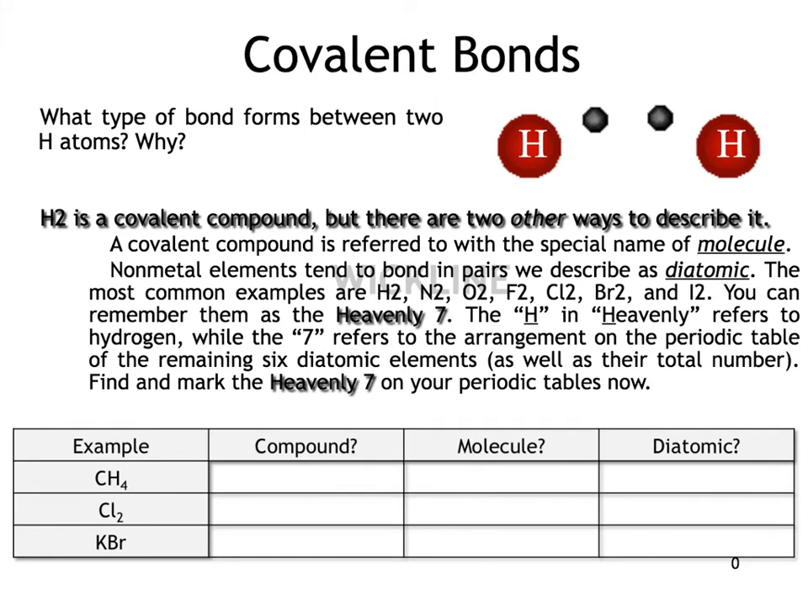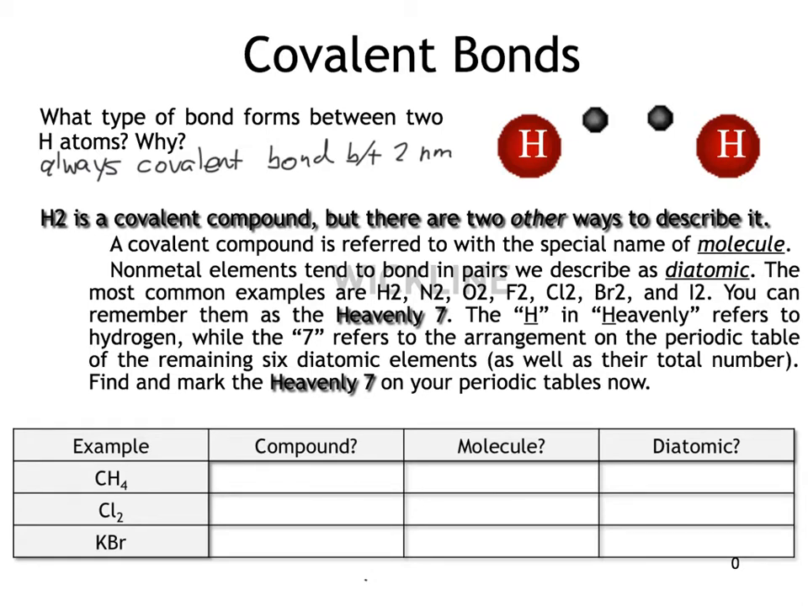All right. So the type of bond that forms between two hydrogen atoms is covalent. There are a couple of reasons why. The first one is that the two hydrogen atoms are both nonmetals, and we know that between two nonmetals, you'll always have a covalent bond. But there is probably a more excellent response than that.